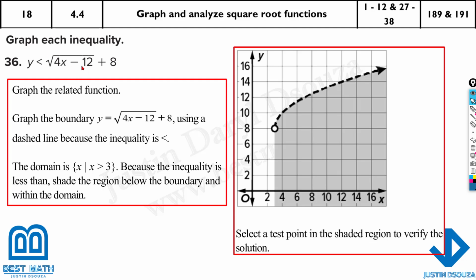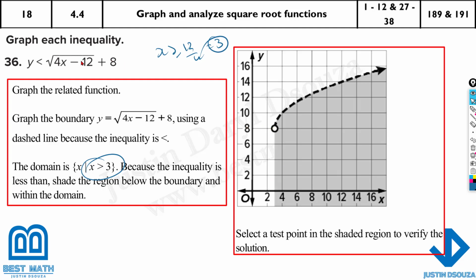And the domain, what is the domain? It will be 12 by 4, that is 3. See, what happens here is x is greater than or equal to positive 12 divided by 4, that is 3, right? So that is the domain. And then what we have to do is see the graph. It's a dotted line. Why? Because it's less than. And over here, domain, this plus 8.